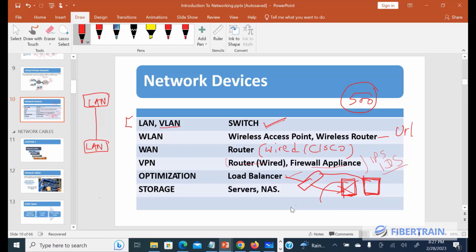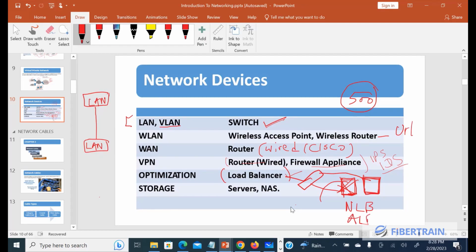So the other server can only come into the picture if this primary server goes down. If we want these servers to be equally working and equally sharing the load, then we'll have to get an appliance called a load balancer in order to optimize the availability of our application. So that's what a network load balancer does. We have a network load balancer, NLB. We also have application load balancer, ALB.